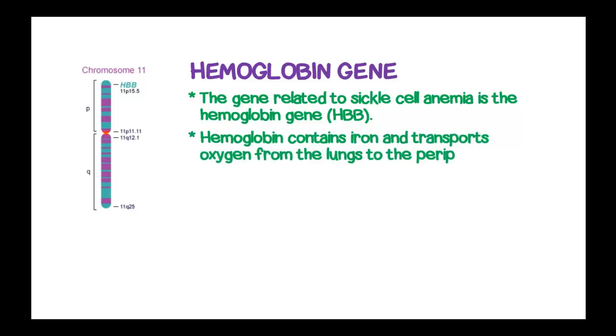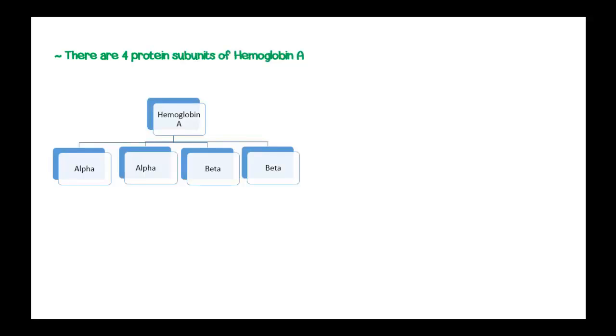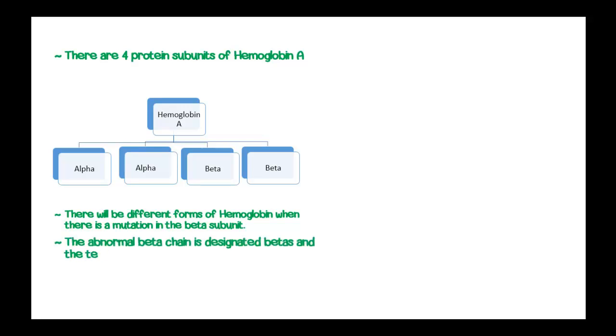Hemoglobin contains iron and transports oxygen from the lungs to the peripheral tissues. Hemoglobin protein is 146 amino acids long and is found on chromosome 11. In a normal hemoglobin A, there are 4 protein subunits, that is 2 alpha subunits and 2 beta subunits. There are different mutant forms of hemoglobin when there is a mutation in the beta subunits, and the abnormal beta chain is designated beta S, and the tetramer of alpha 2 beta 2 is designated hemoglobin S.